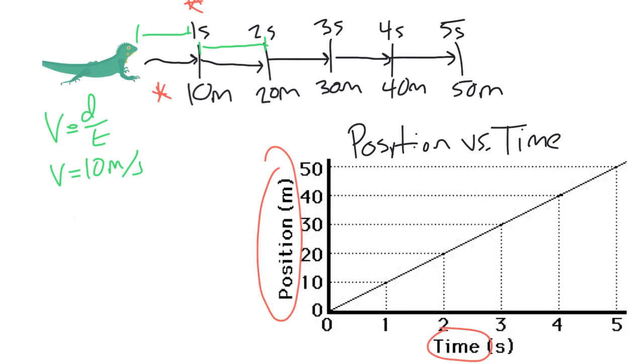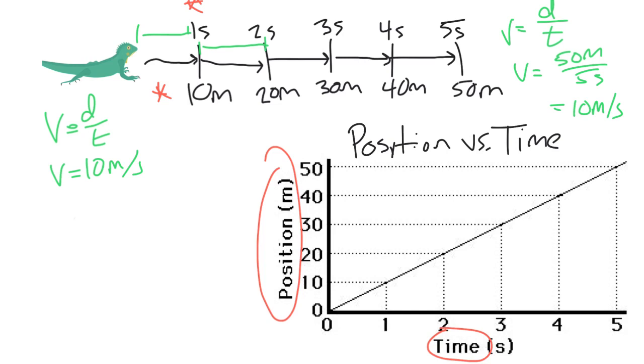So we know that if we calculated his average velocity, remember average velocity is the total distance divided by time. We could say that the velocity was 50 meters divided by 5 seconds. And his average velocity would be 10 meters per second.